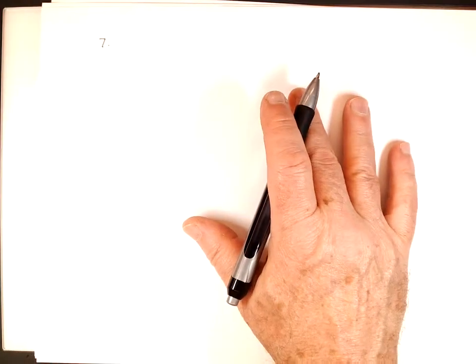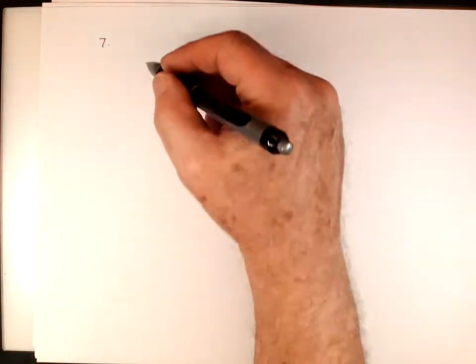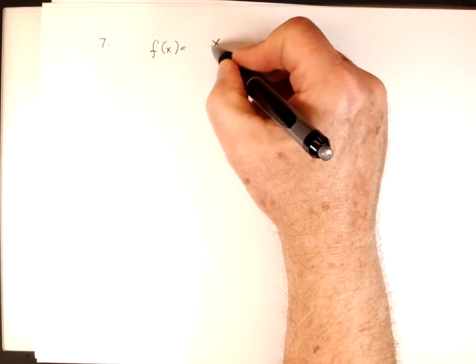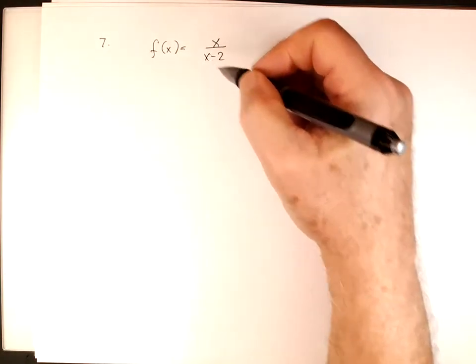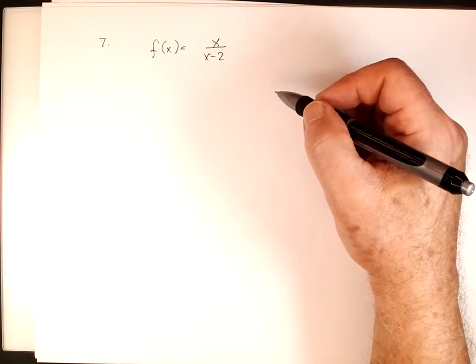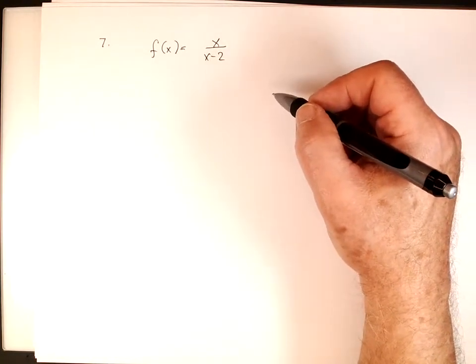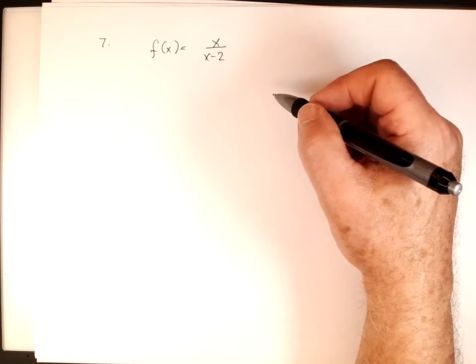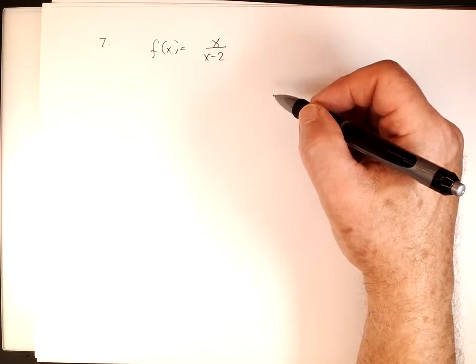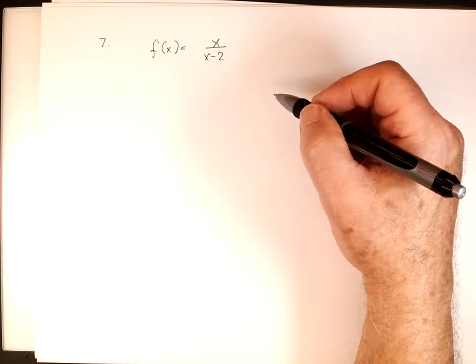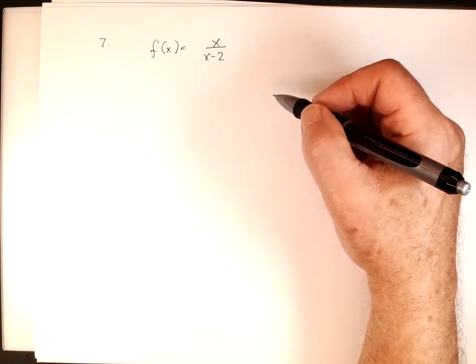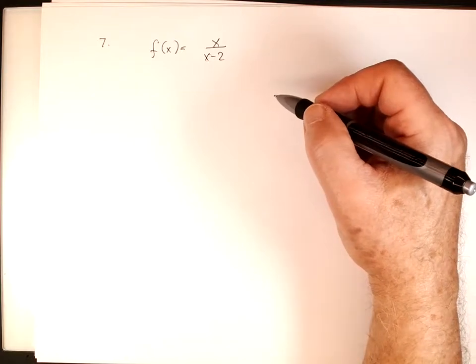Sorry. Now we're given a rational expression, x over x minus 2. And we want to do more or less the same things. But now we've got asymptotes to consider, which we didn't have in the polynomial function. Polynomials don't have vertical or horizontal asymptotes, ever. But rational expressions often do. Okay, so let's take a look.